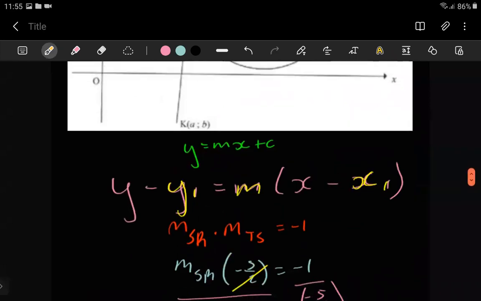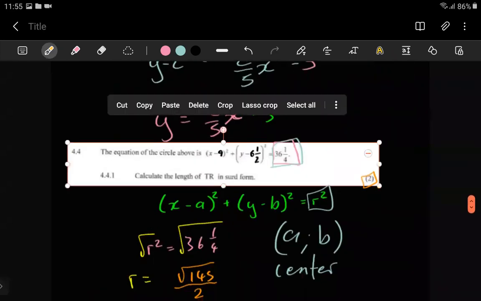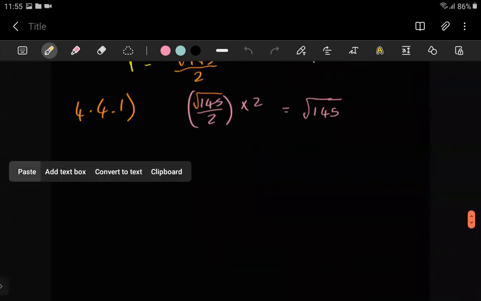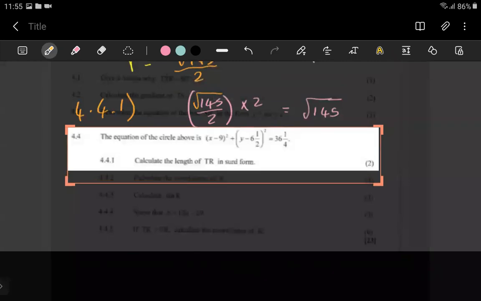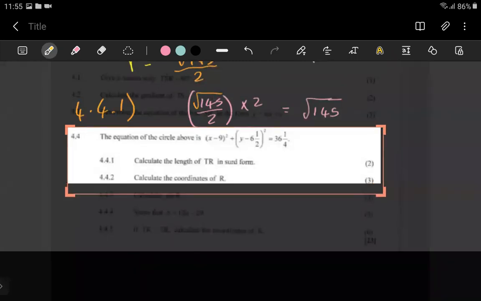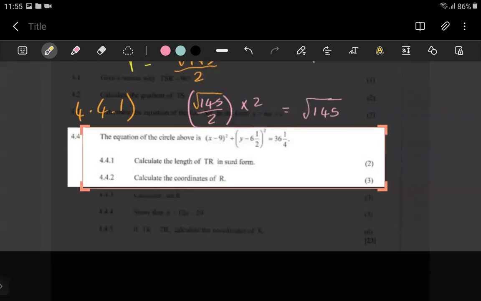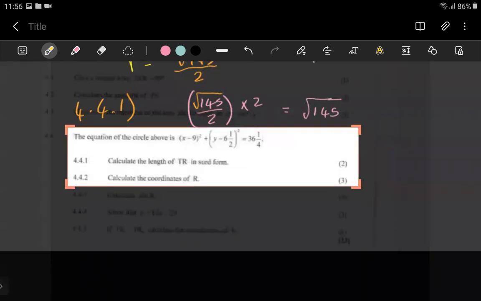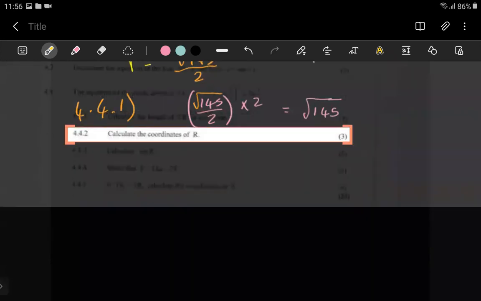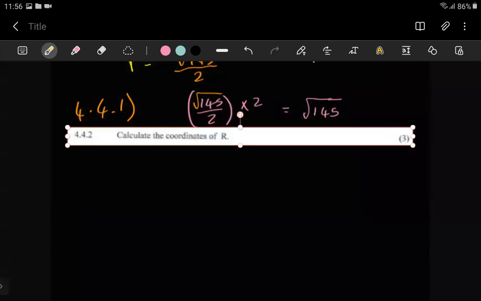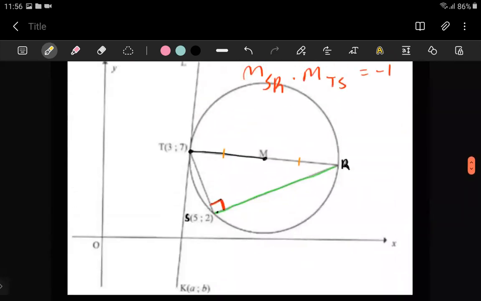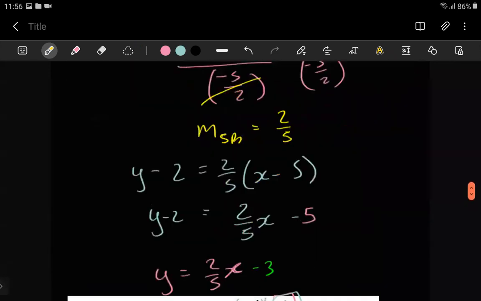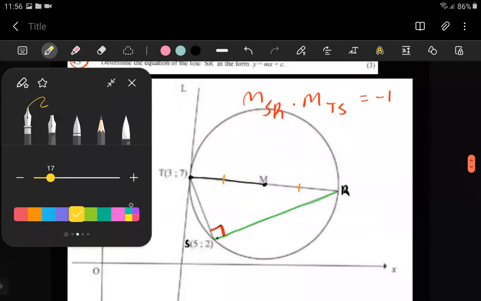So let's see here. 4.4.2. What is 4.4.2 now? 3 marks. So this is out of 3. It's a 3-mark question, and we have to see what we shall do. They want us to get the coordinates of R. Out of 3, so this one, let's keep calm.